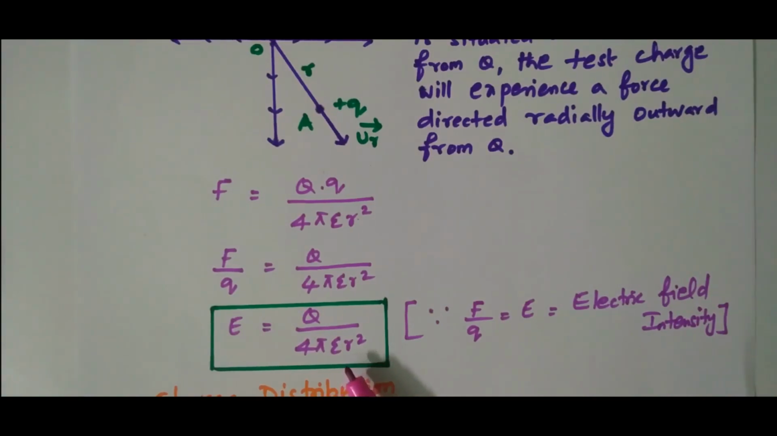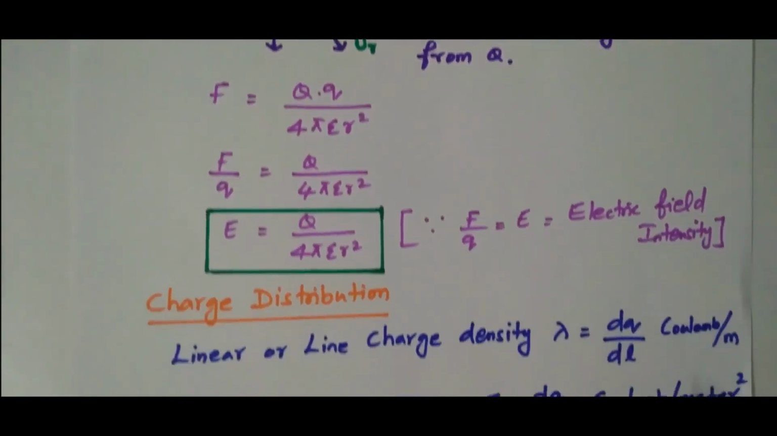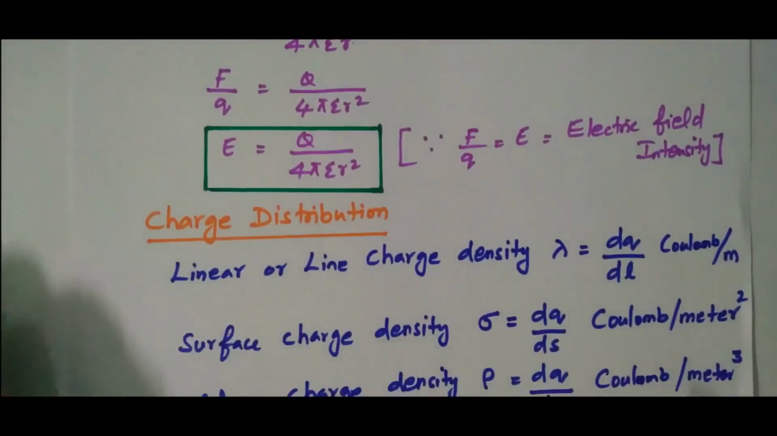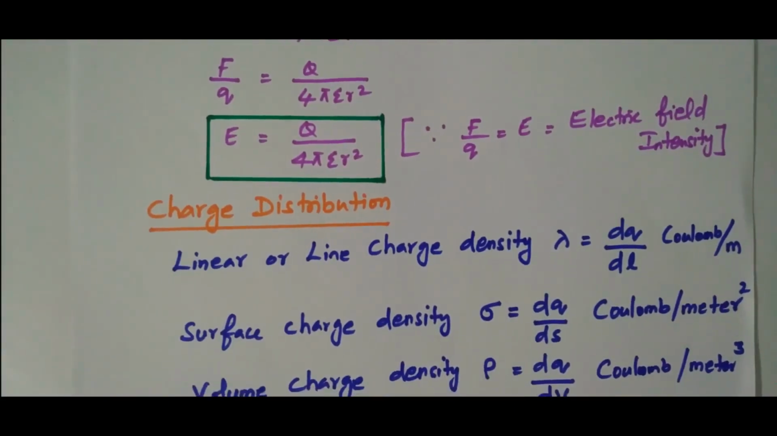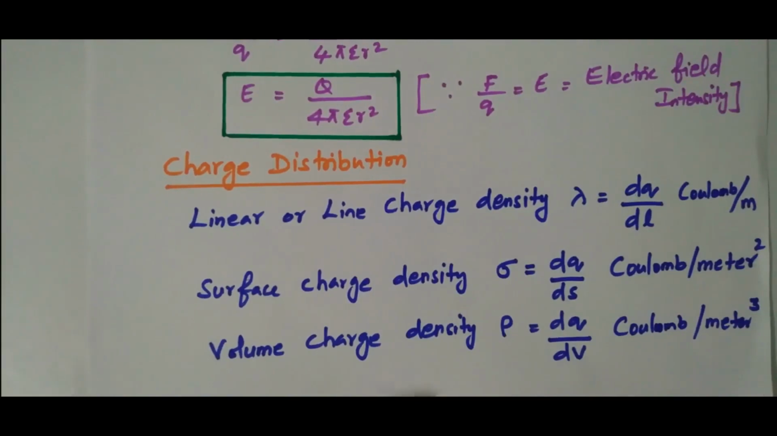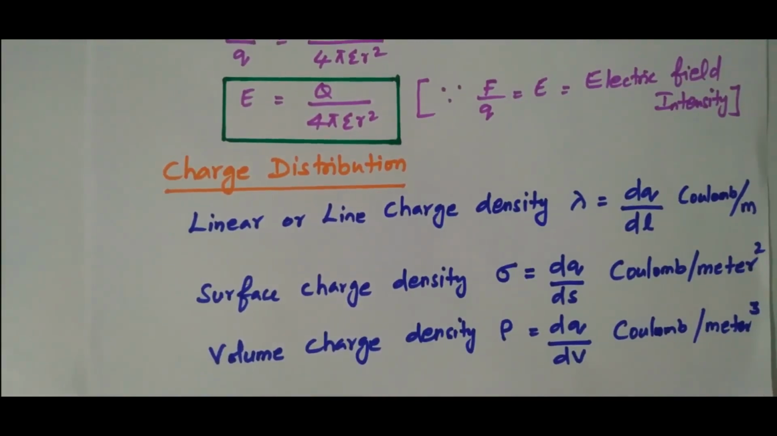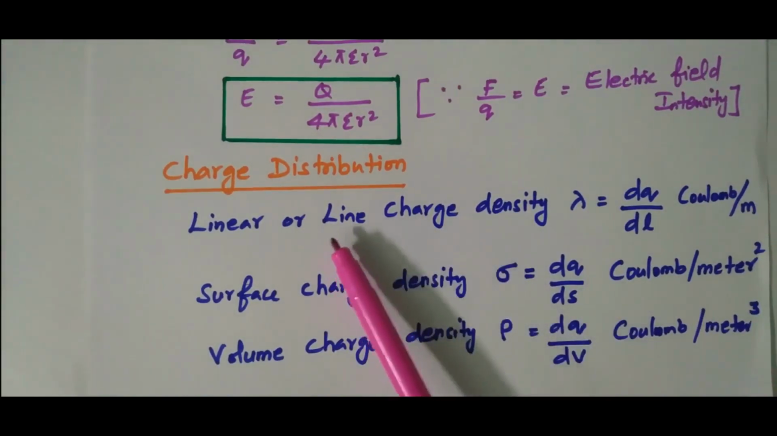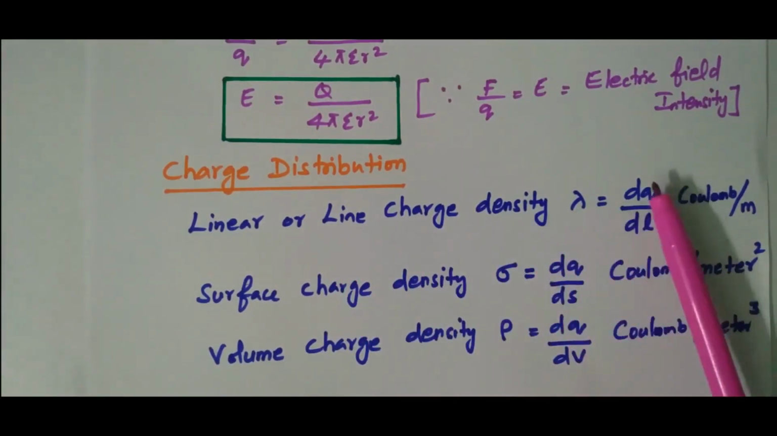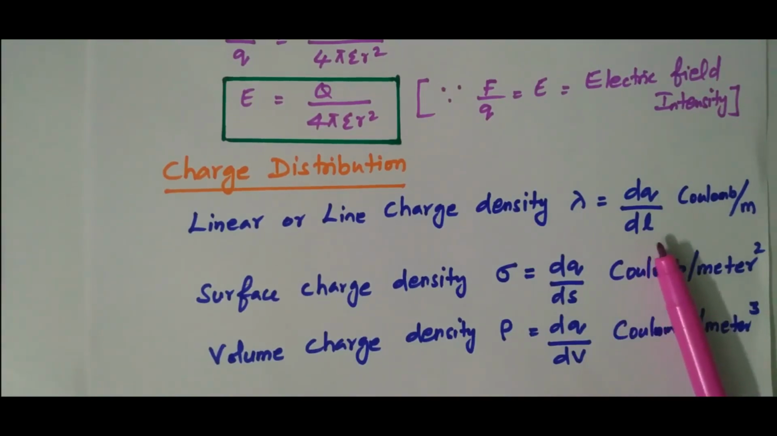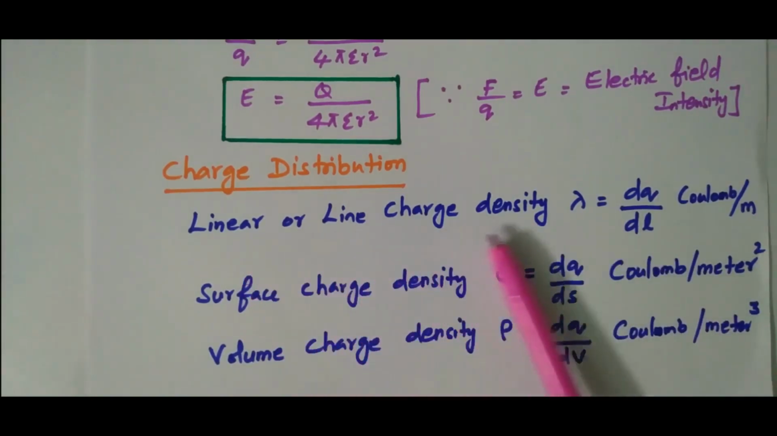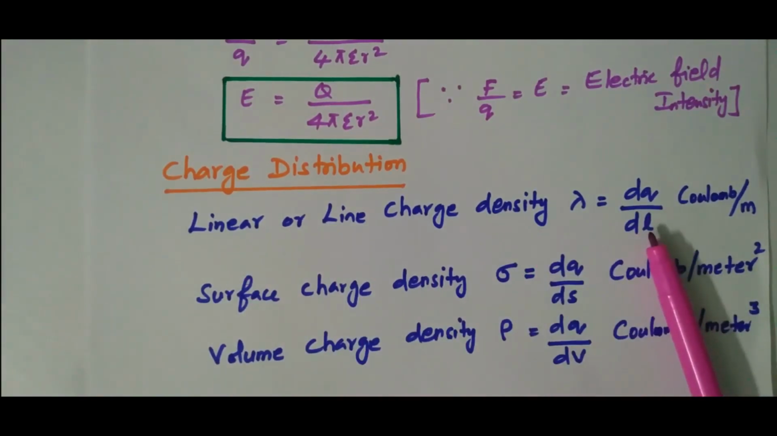In this derivation, we are going to start with this basic equation, E equal to Q divided by 4 pi epsilon r square. Before starting the derivation, we will see the charge distribution. What charge distributions are available? There are three types of charge density. Linear charge density, lambda equal to dq by dl, that is, charge divided by length. It is called linear or line charge density, considering only the line. The unit is coulomb per meter, right?